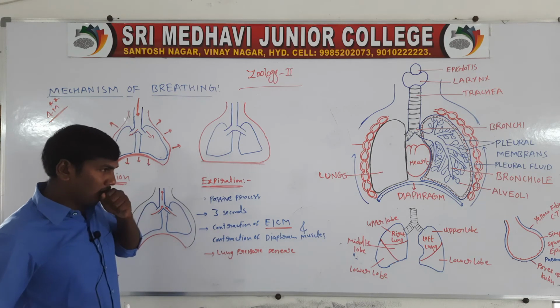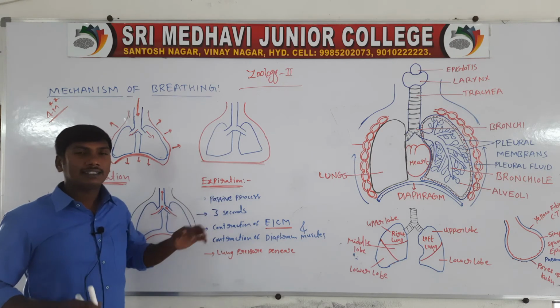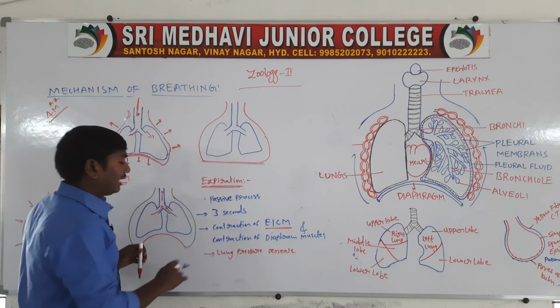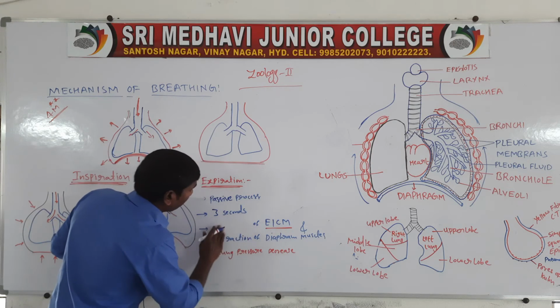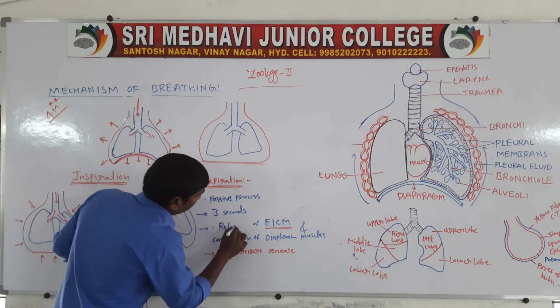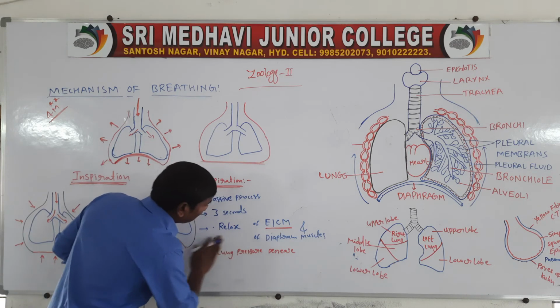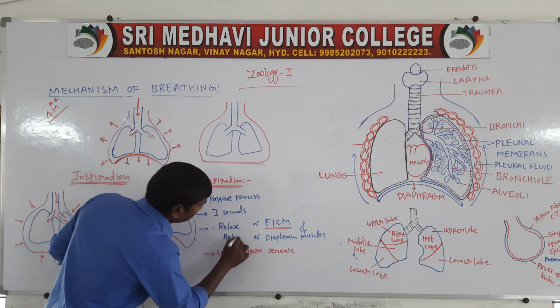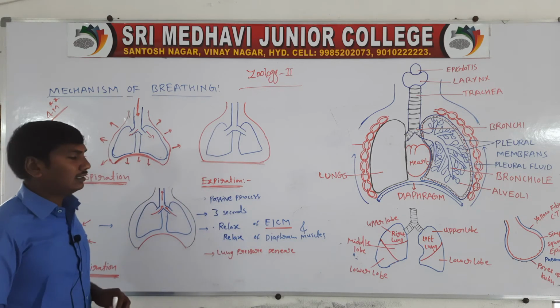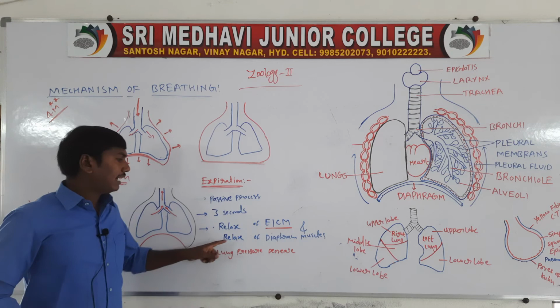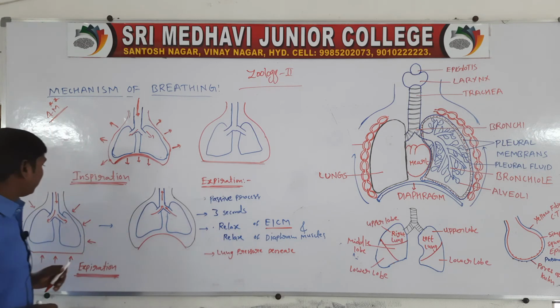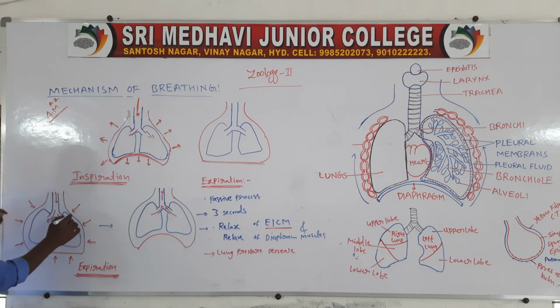Next, the expiration time. There is relaxation of the external intercostal muscles and relaxation of the diaphragm muscles. This is the relaxation of the muscles. The ribs and sternum move downwards to the normal position.